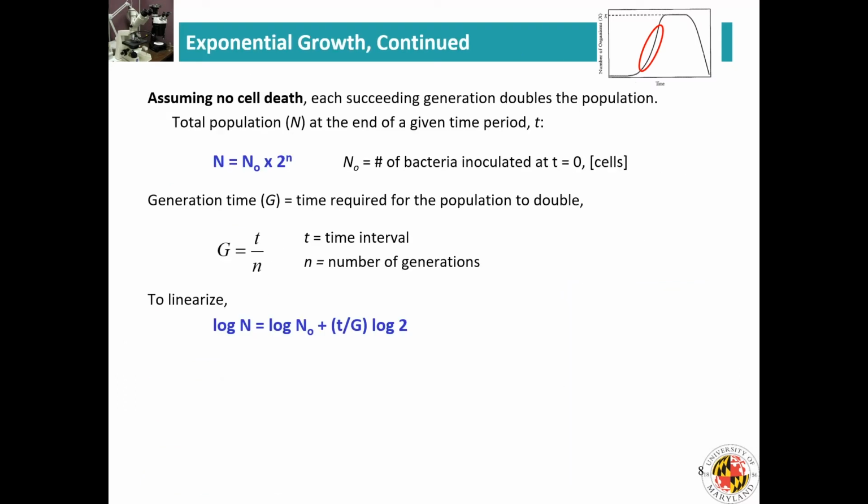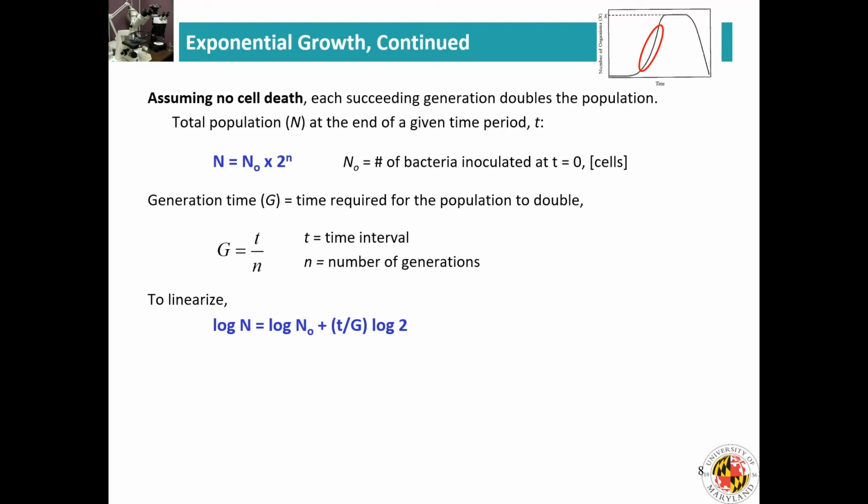During the exponential growth phase, if we assume there's no cell death, we can calculate the number of cells at each generation using the number of bacteria that we initially inoculated in the reactor. So it would be N sub naught multiplied by 2 to the power of n, which is the number of generations. Then we can define this parameter called g, or the generation time, which is the time that is needed for a population to double, basically the time interval over the number of generations.